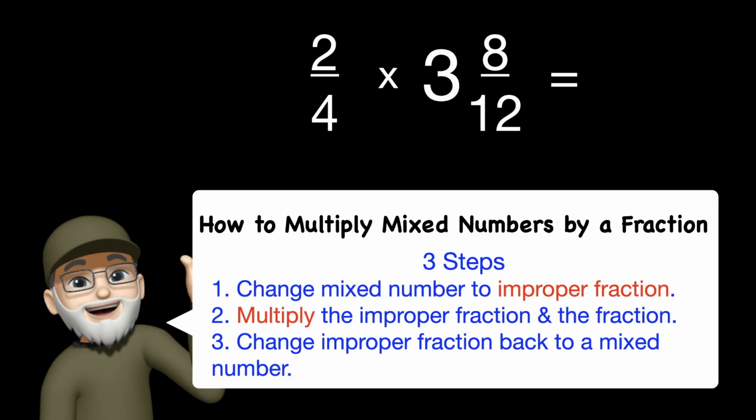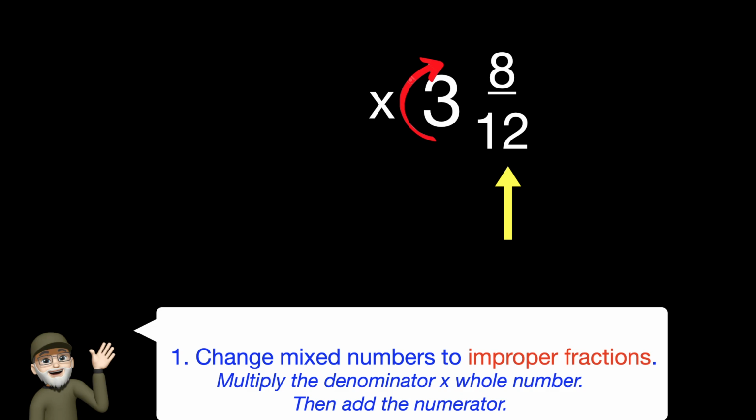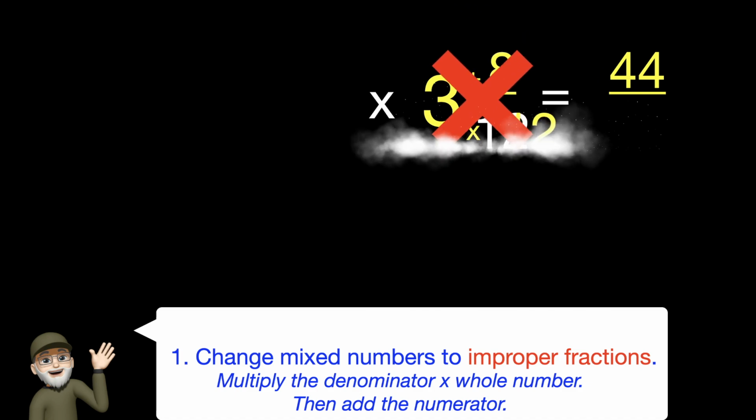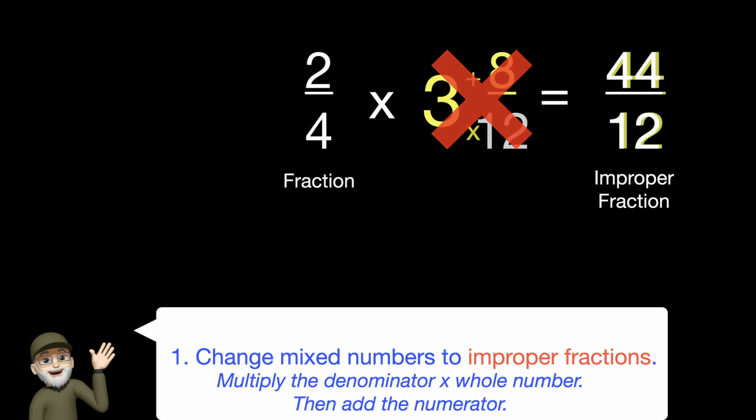Let's try a second example. In this case, we will be able to simplify our fractions. All right, let's use our 3 steps. First step is we want to change the mixed number into an improper fraction. So in this case, it's 3 and 8/12. To do that, we're going to multiply the 12 times the 3, and then we're going to add the 8. That will give us the numerator. If you do your calculations, 12 times 3 is 36. 36 plus 8 is 44. That is your numerator, and then we take the 12 for the denominator. That's in an improper fraction form.